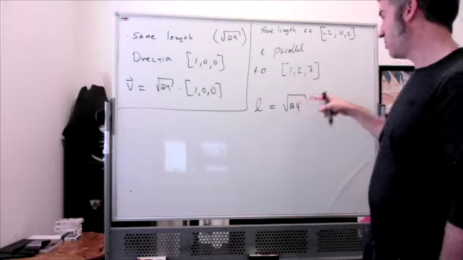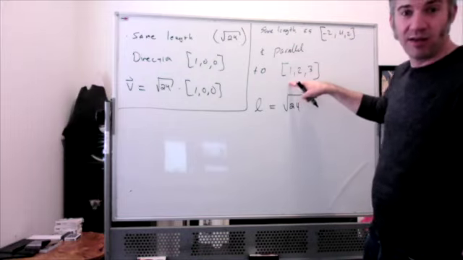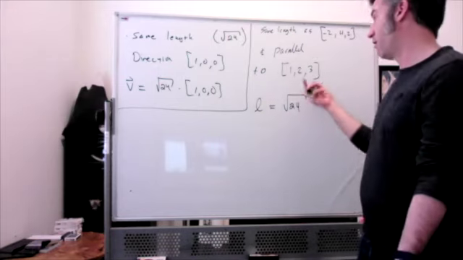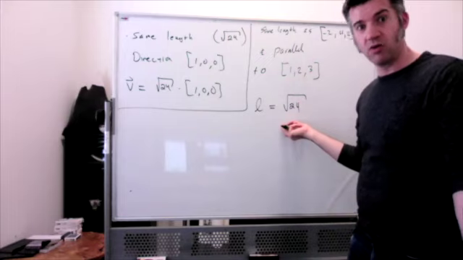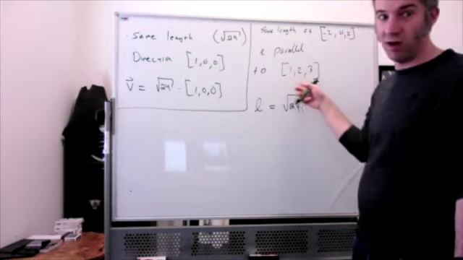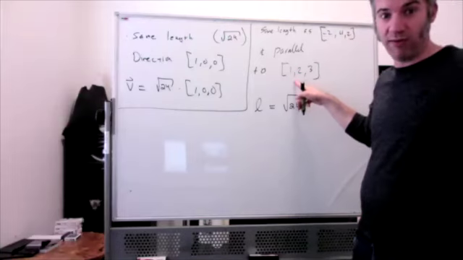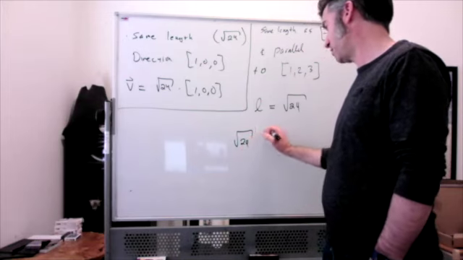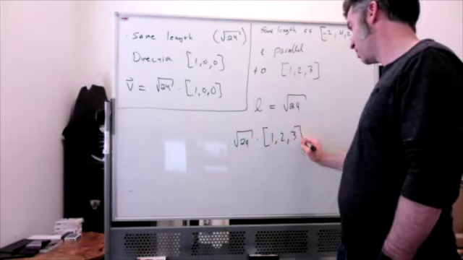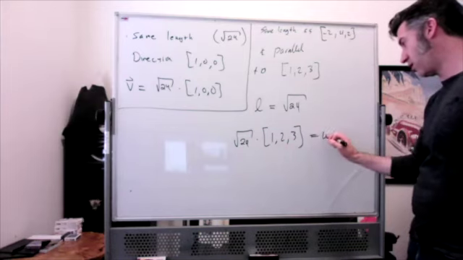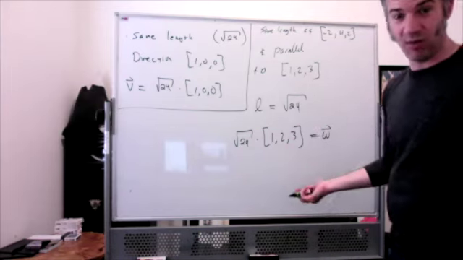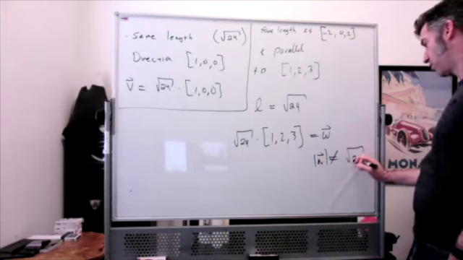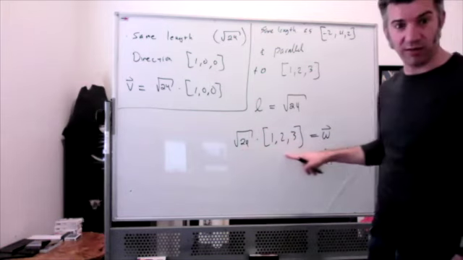Well, here's the problem. If I just multiply the square root of 24 times this, the length won't be the square root of 24, right? This vector has its own length. And when you multiply a vector by a scalar, you multiply its length by that scalar. So if this length isn't 1, then this times this vector won't have a length of square root of 24, right? If you take the square root of 24 times the vector 1, 2, 3, if I say this is my vector, let's call it W for wrong, the magnitude of W is not what I want.